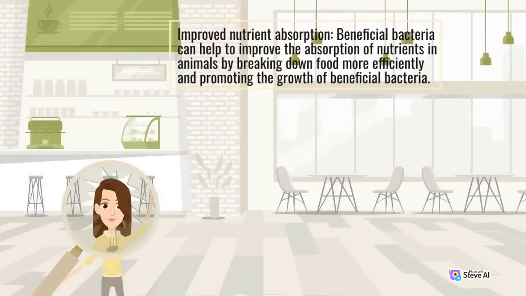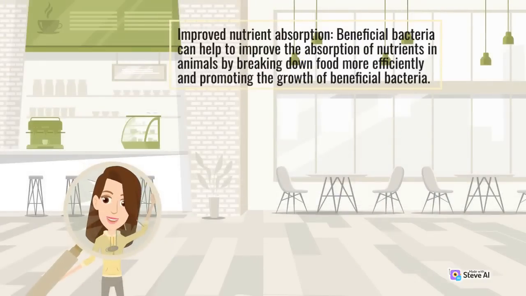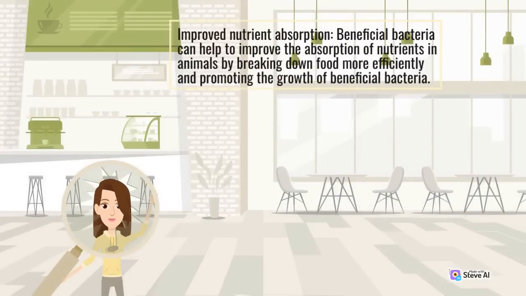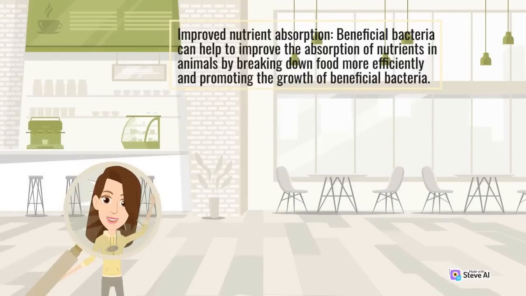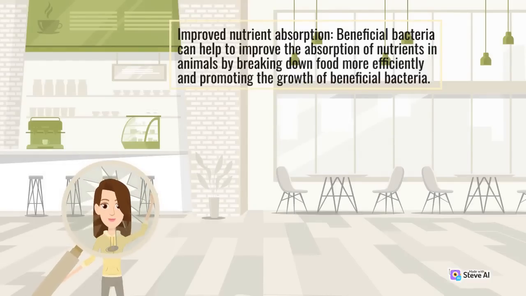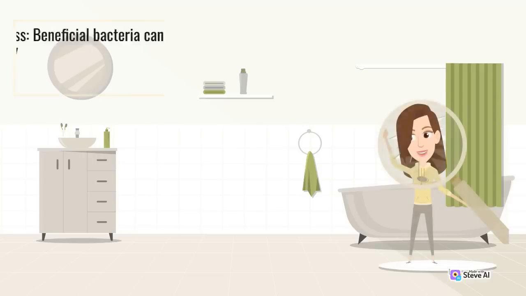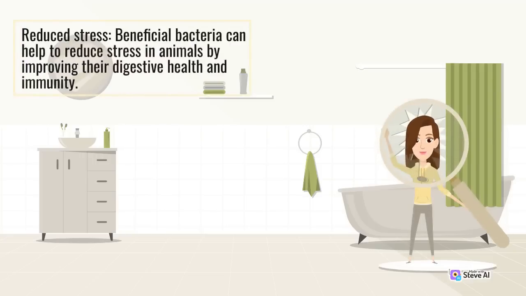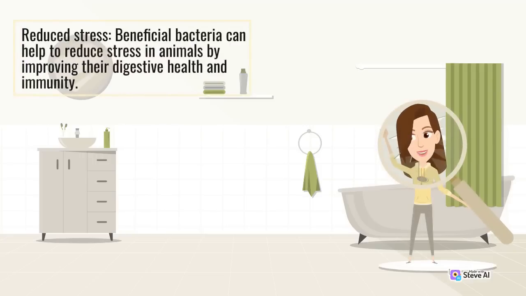Improved nutrient absorption. Beneficial bacteria can help to improve the absorption of nutrients in animals by breaking down food more efficiently and promoting the growth of beneficial bacteria. Reduced stress. Beneficial bacteria can help to reduce stress in animals by improving their digestive health and immunity.